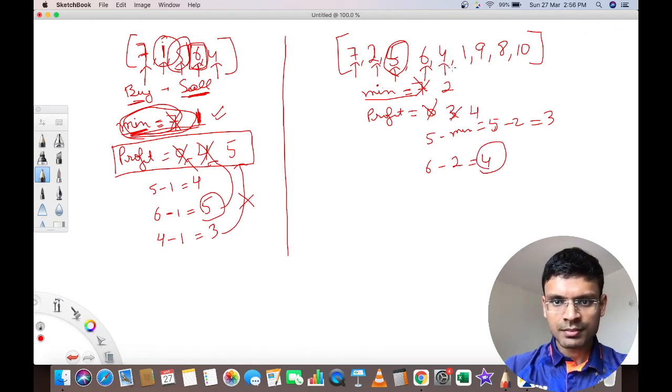Now we come to this value 4. 4 is greater than 2, so we again calculate the profit. 4 minus 2 is 2. 2 is less than 4, so we don't update the profit.